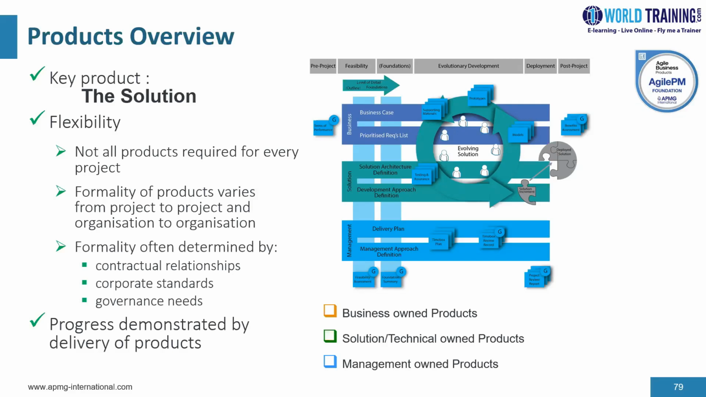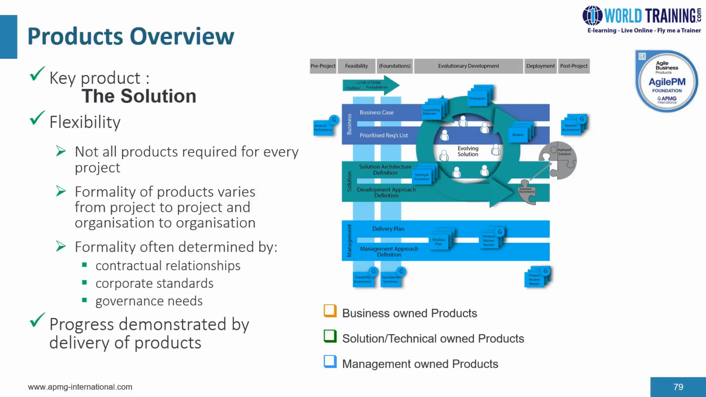Now, please keep in mind that not all products are required for every project, and the formality associated with each product will vary from project to project and from organization to organization. The formality of the products is influenced by factors such as contractual relationships, corporate standards, and governance needs. The products and where they feature in the project lifecycle are shown on the diagram on the slide.